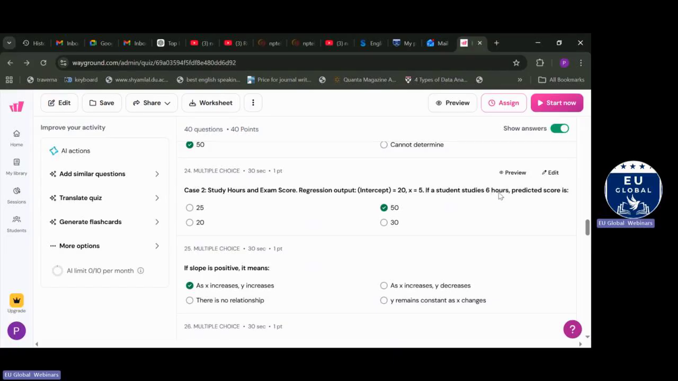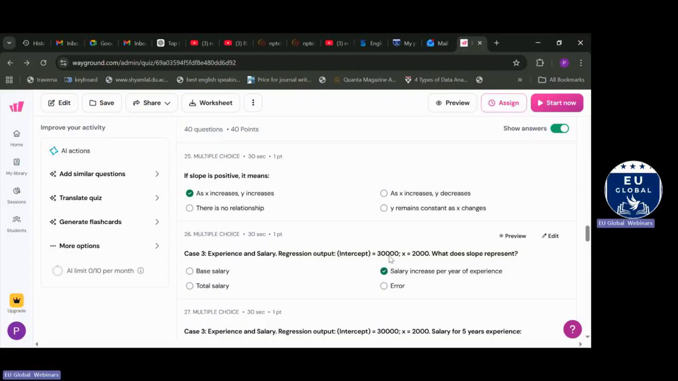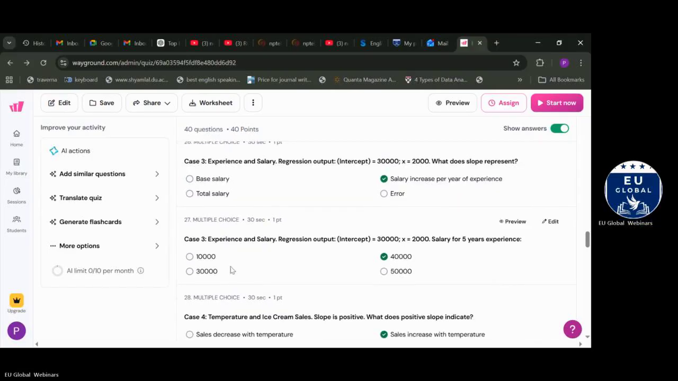Here the regression output intercept is 20, and the slope B1 is 5. If a student studies for 6 hours, what is the predicted score? That will be 20 plus 5 into 6. That is 30 plus 20, so 50 is the answer. If slope is positive, it means if X increases, Y increases. Intercept is 30,000 and B1 is 2,000. What does the slope represent? The salary increase per year of experience.